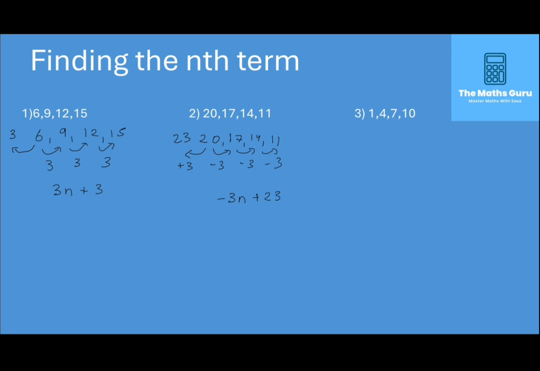Now finally, looking at question 3, we're looking at 1, 4, 7, and 10. Each time, the sequence is going up by 3, 3, 3. We then write our 3n. Then we do our inverse and go minus 3. 1 minus 3 is minus 2. So you just put that in right there. Okay, moving on.